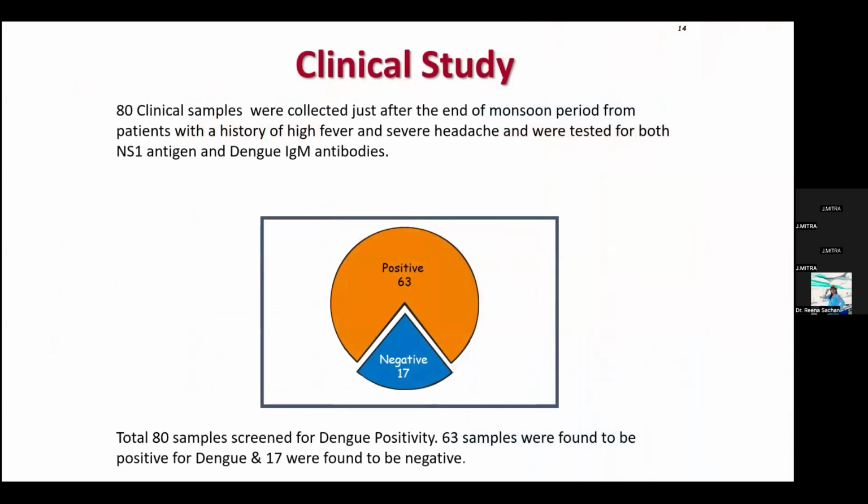Another scenario is that 80 clinical samples were collected just after the end of monsoon period from the patients with a history of high fever and severe headache, and were tested both for NS1 antigen and dengue IgM antibodies. Only 63 patients were found to be positive.